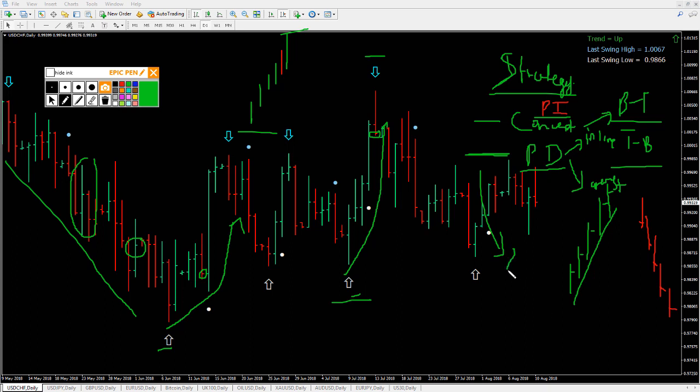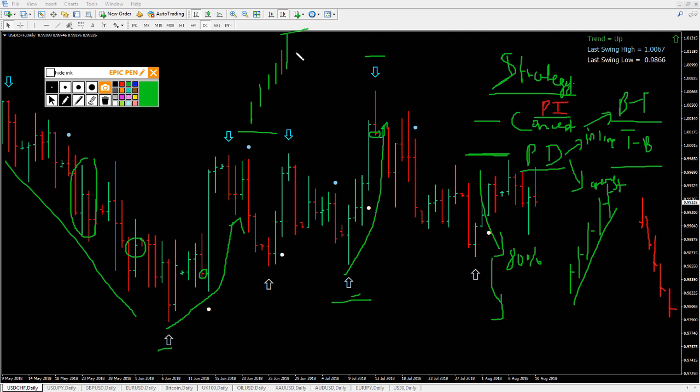If you find out that 80% have got phase interruptions, right, then you can start to put in your entry rules. So whenever there is a phase interruption, okay, whenever there is a phase interruption, then I would consider taking it in line with the trend.